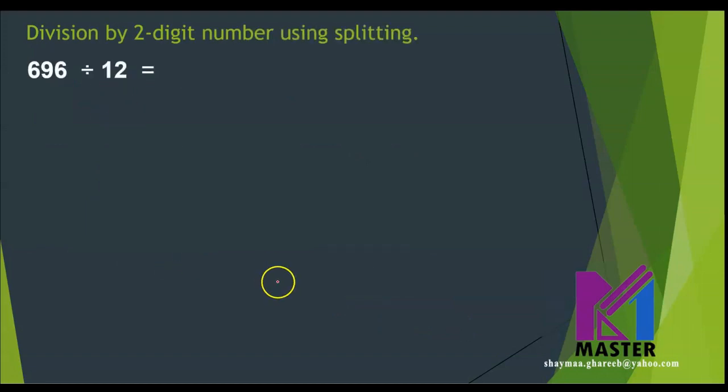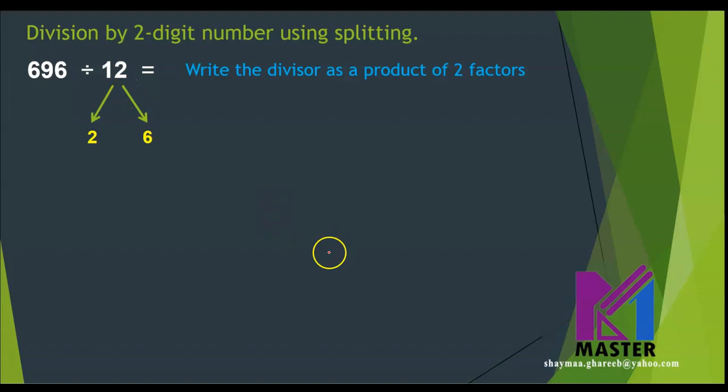Division by a two-digit number using splitting. This is number 12. So write the divisor as a product of two factors. The 12 is 2 and 6. I use the 2 here because I can find the division by 2 mentally by finding the half. So 696 divided by 2, let's find the half.